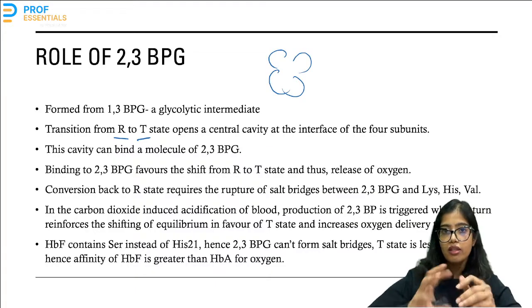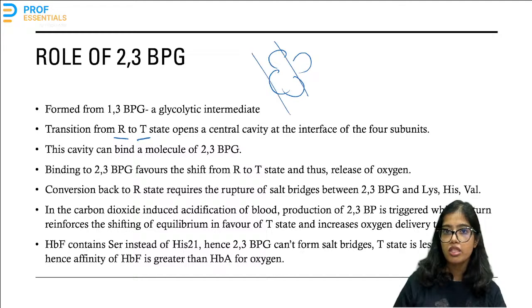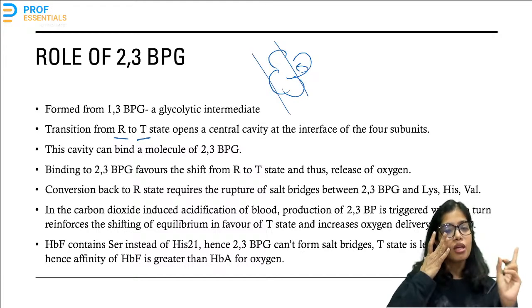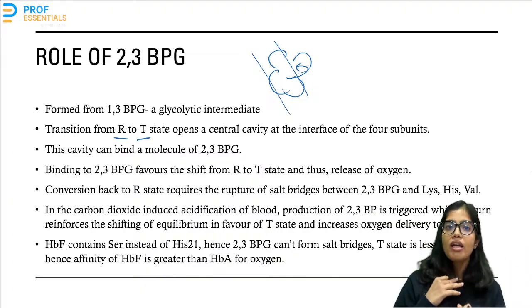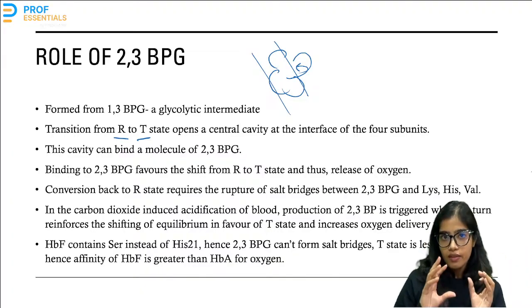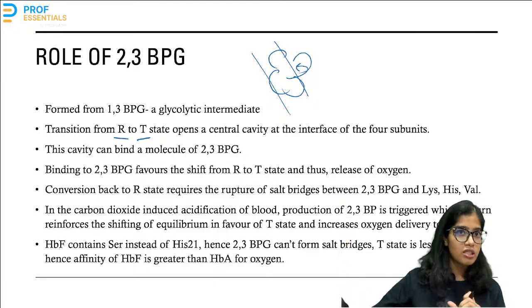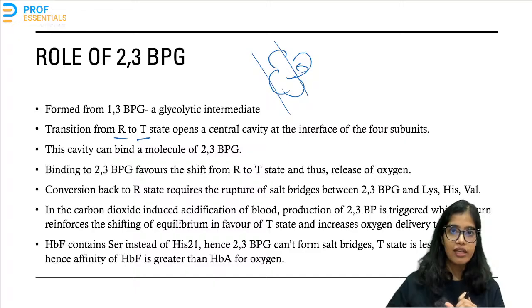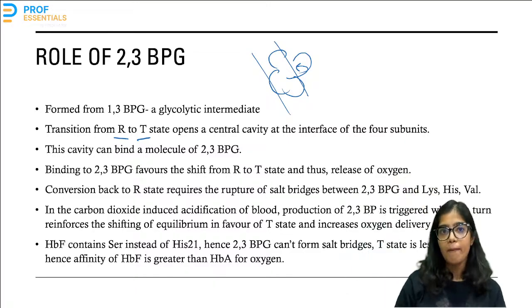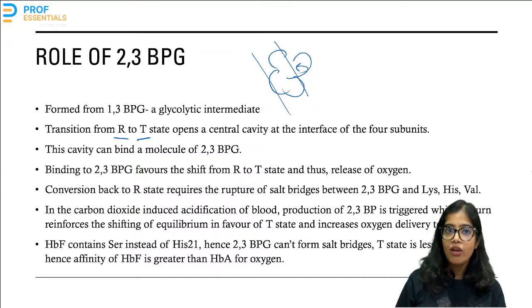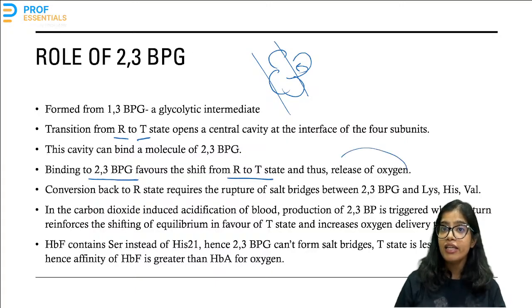When the subunits twist by 15 degrees about each other, the salt bridges are getting formed from the R to the T state. Then a central cavity is opened, and the 2,3-BPG molecule that is present comes and binds to the cavity. Binding of 2,3-BPG favors the shift from R to T state and thus release of oxygen.